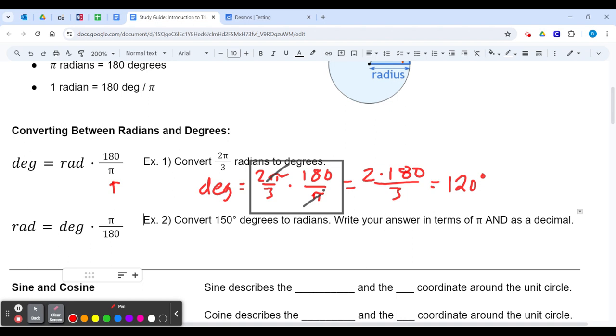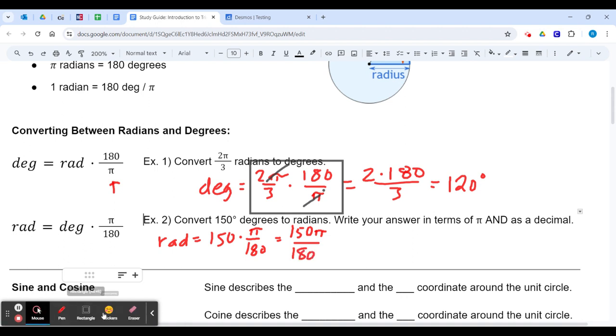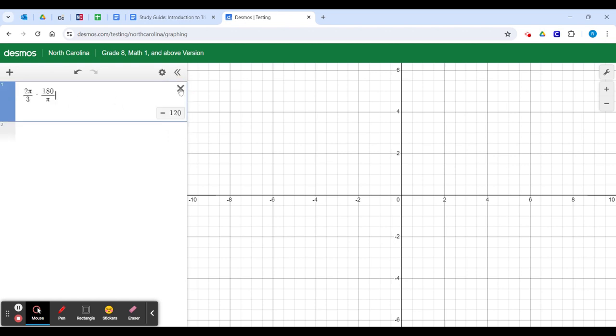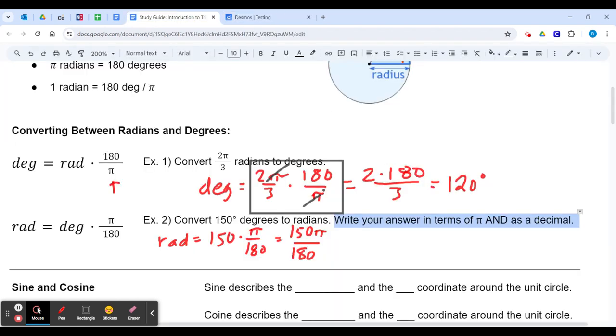So I'm going to set this problem up with 150 degrees. Radians equals 150 times pi over 180. And we probably want to rewrite that as a fraction right off the bat too. 150 pi over 180. And then notice how the way this question is phrased, we want to write our answer in terms of pi and as a decimal. So even though we can plug this in right away, if we wanted to get 150 pi over 180 and see that we get 2.62, we also want to write a simplified fraction in terms of pi.